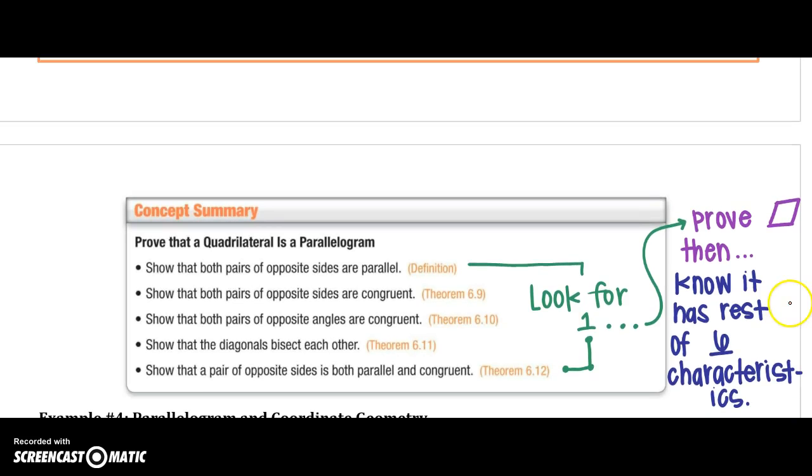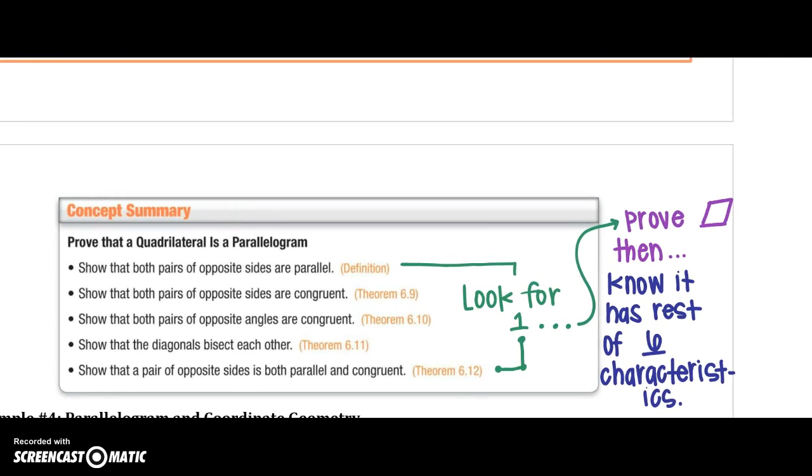All right, just a little refresher. To prove a quadrilateral is a parallelogram, if we look for one of these things, then we can prove it. So if they have one characteristic, say I know it's a parallelogram because I have parallel sides, well, then if it has one, it has all of them. So just keep that in mind.